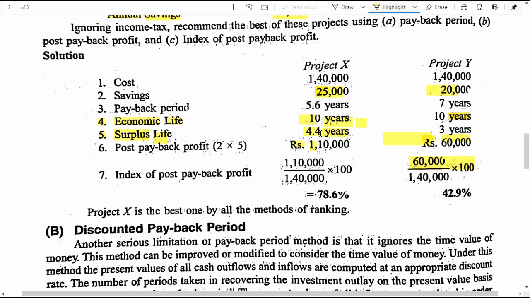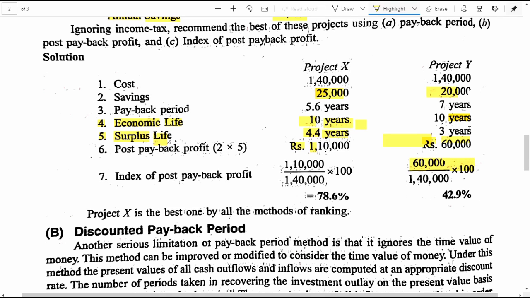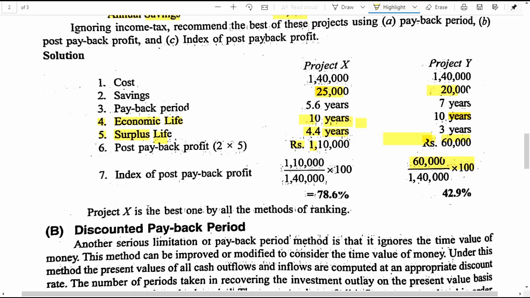If you consider only the traditional method of payback period, definitely you will prefer only project Y. The reason: project Y has got a shorter payback period of 3 years compared to that of project X, which has got 4.4 years. But looking at the overall results of all the three, we have come to the conclusion that project X is more profitable, or the best project to be preferred, than project Y.